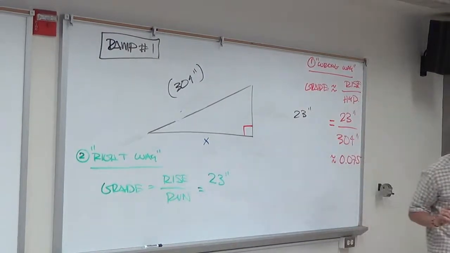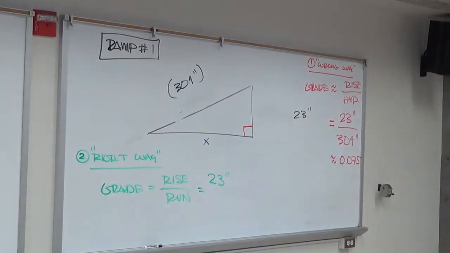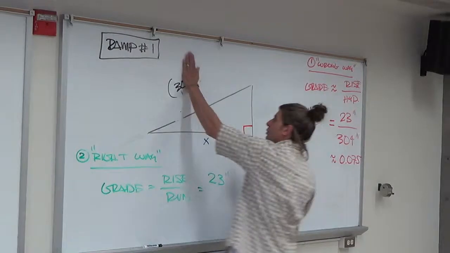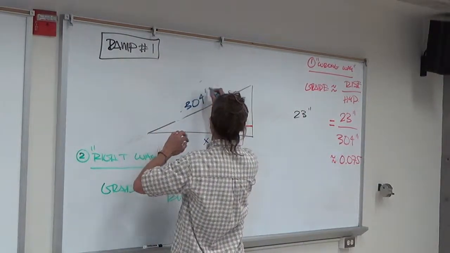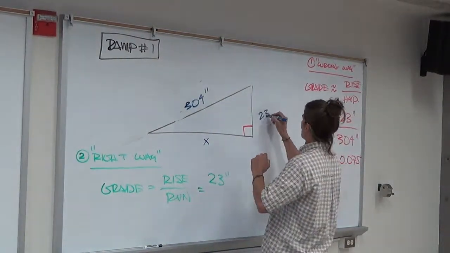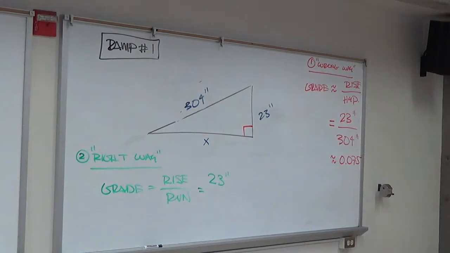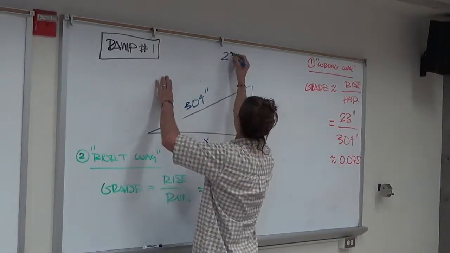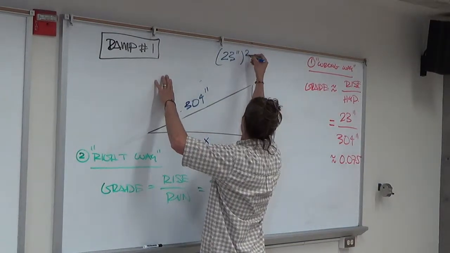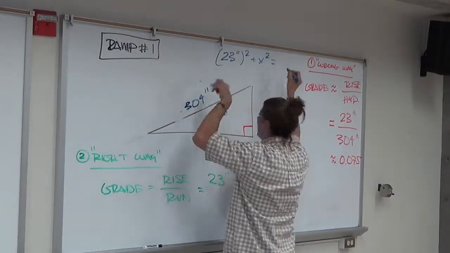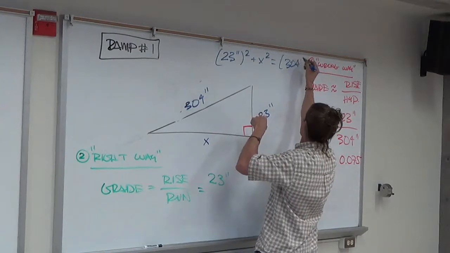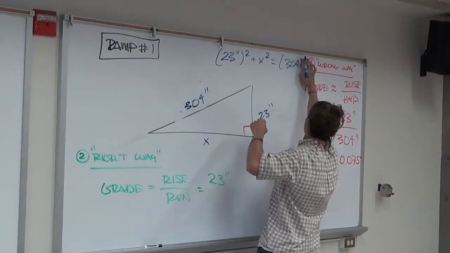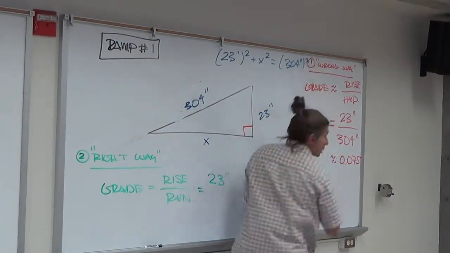Can you give me an equation that ties it all together? If the hypotenuse is 304 inches, and the rise is 23 inches, you don't have to solve it yet, just give me the equation in that Pythagorean form. 23 squared plus x squared equals 304 squared. 23 inches squared plus whatever we're looking for squared equals 304 inches squared.